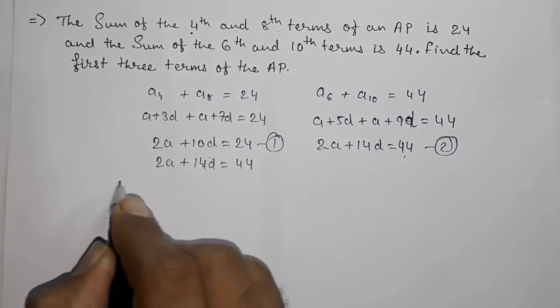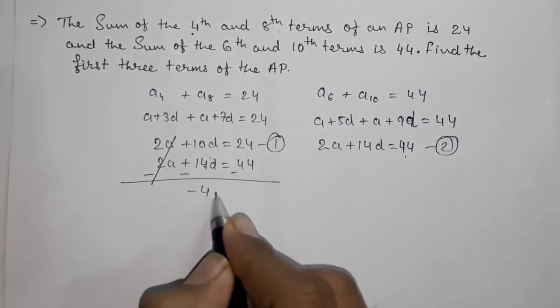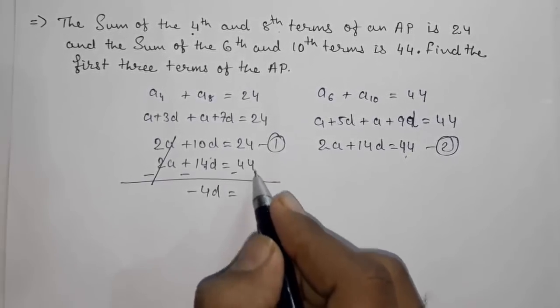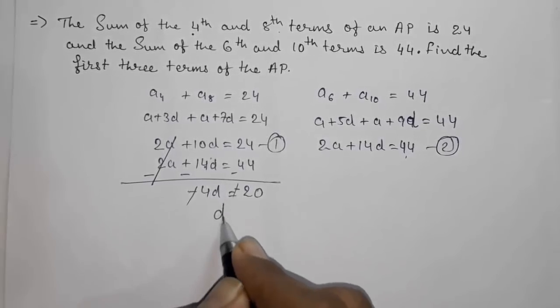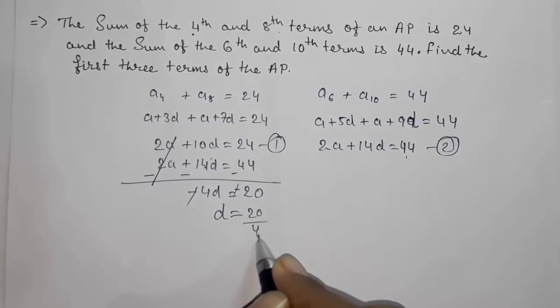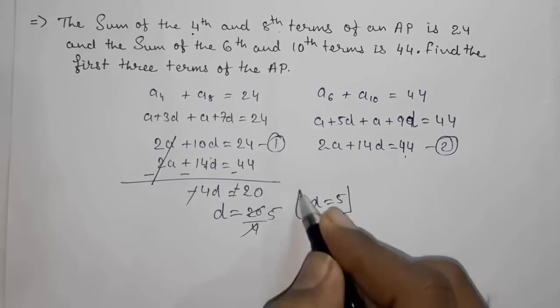44. Now eliminate: minus, minus, minus. This will get cancelled, minus 4D, and this will become 0, and 2, minus minus will also get cancelled. 20 by 4 will give you 5. So the difference is 5.